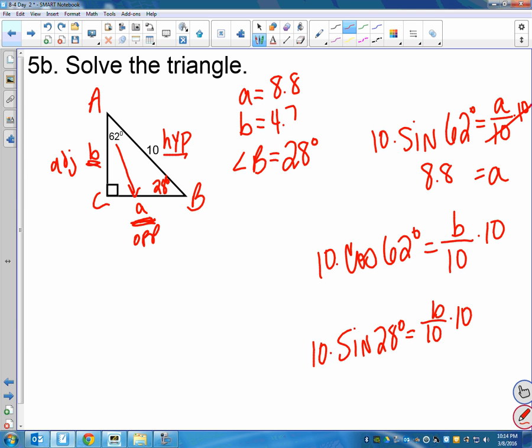Which should be the same answer, even if you did the Pythagorean theorem. Why do I say that so weird? Pythagorean theorem. Sorry.